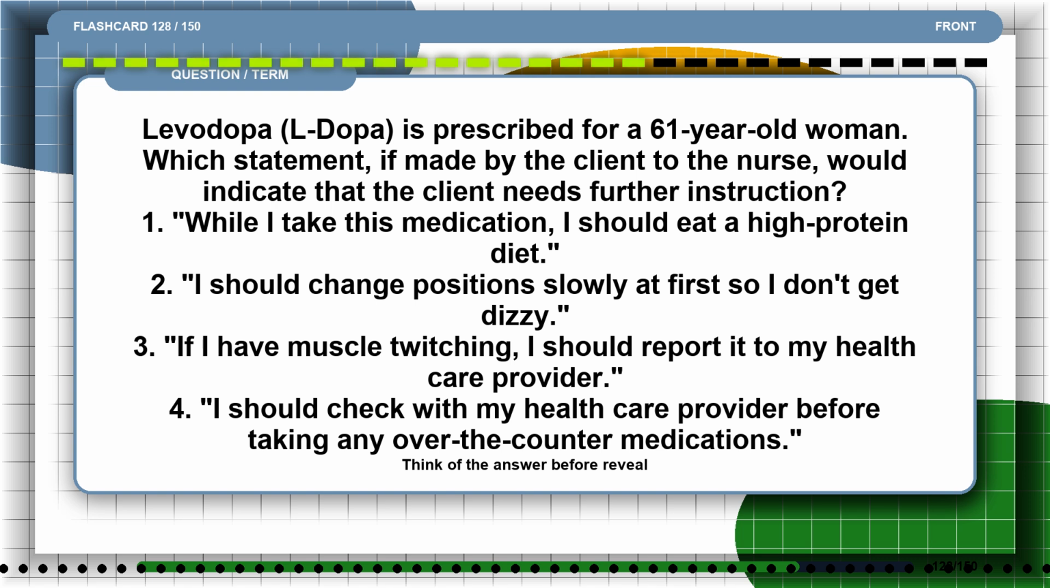1. While I take this medication, I should eat a high-protein diet. 2. I should change positions slowly at first so I don't get dizzy. 3. If I have muscle twitching, I should report it to my healthcare provider. 4. I should check with my healthcare provider before taking any over-the-counter medications. Think of the answer before the reveal.